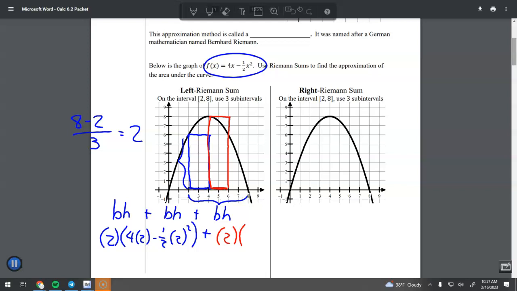Better question. How do you find the height of it? Yeah, plug the 2 into the equation. False. Careful. You plug 4 in. 2 is the distance. It's just base times height. So 2 is your base.